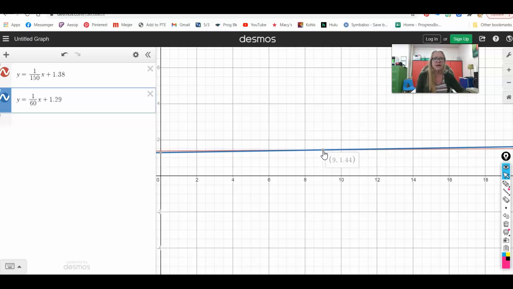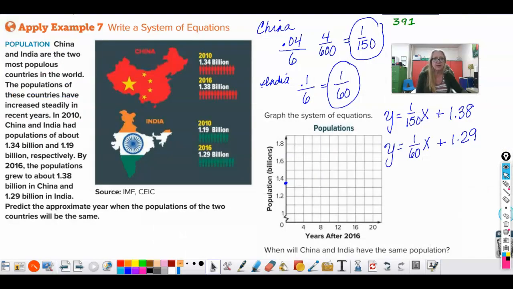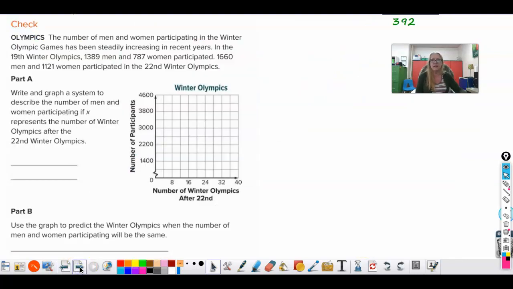So now we go back to this. What they come up with is that they intersect at 9, which puts us somewhere like right here. Well, what year would the populations be the same? You have to add 9 to 2016, and you get 2025, which is the answer that they ultimately give here.